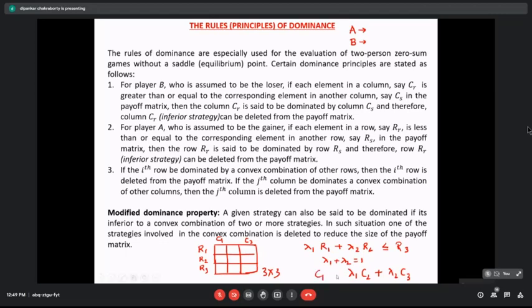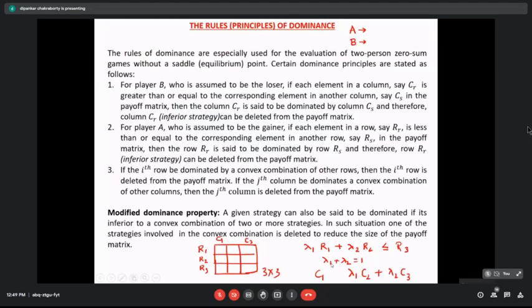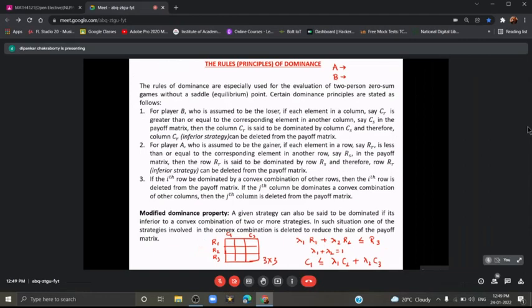C1 is not greater than or equal to, suppose that C1 is less than or equal to lambda 1 C2 plus lambda 2 C3. Then also in that case, you cannot delete C1. In that case, what are we going to do? We are going to delete any one of the columns, either C2 or C3. And again, provided the solution must exist.